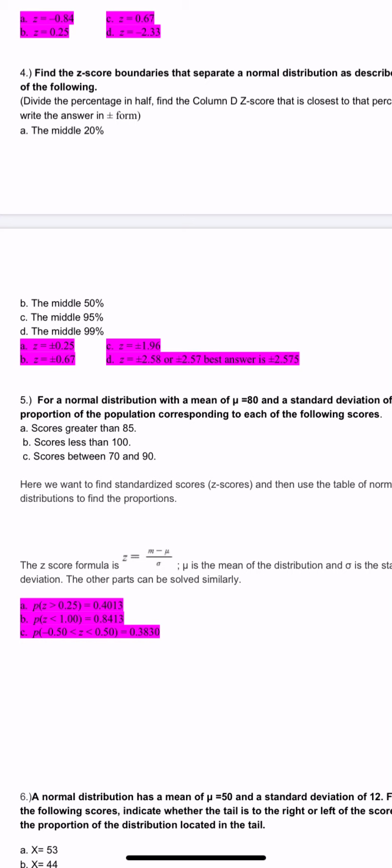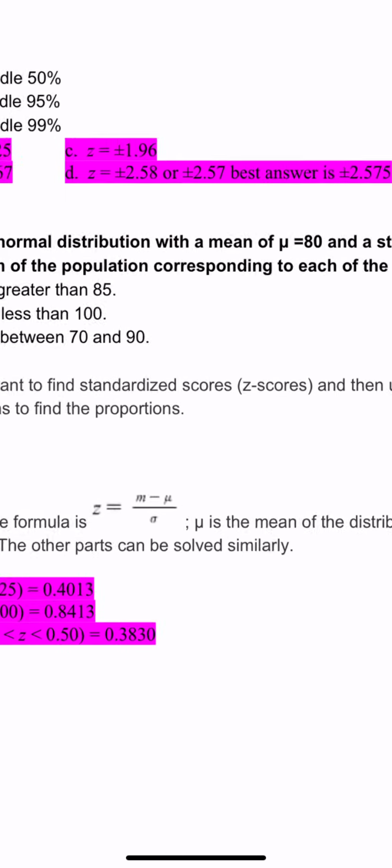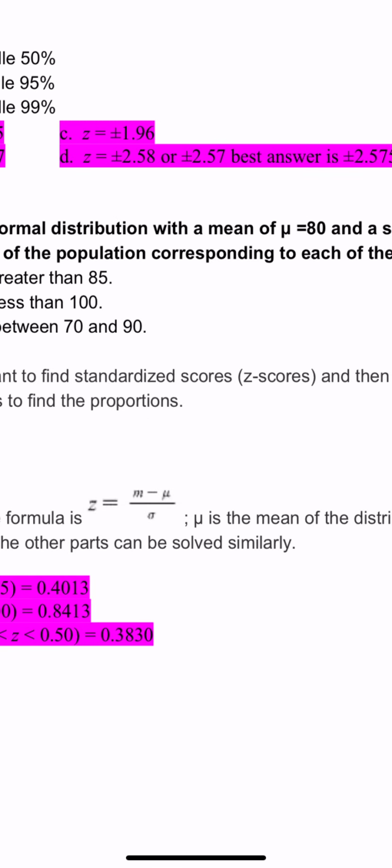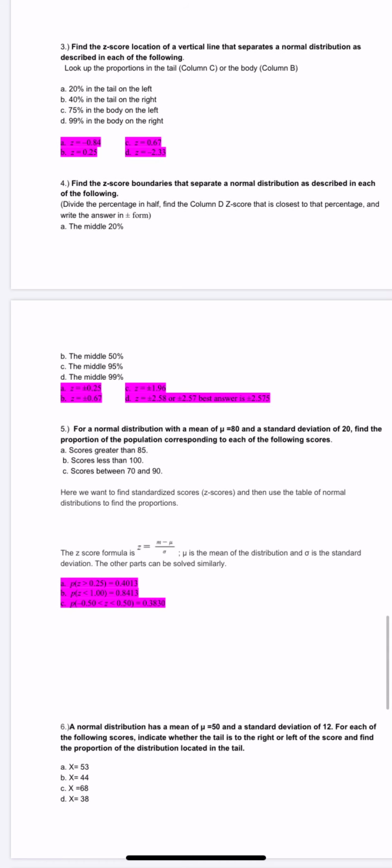Okay, so what we want to know is the proportion between those two scores. And we know that when there are opposite signs, you go to column D of both of those scores, negative 0.5 and positive 0.5, right? It's going to be the same number, and you add them. So you go to column D and add them, and you will get 0.3830. Okay.